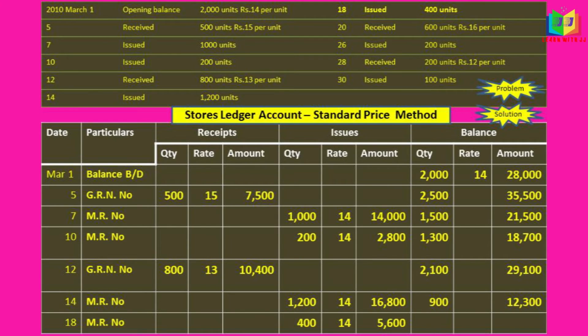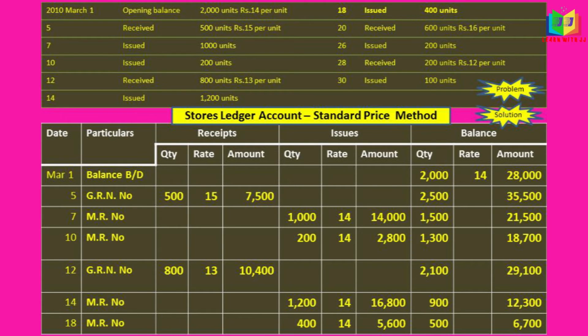And next we have an issue again of 400 units. So I'll write it in the issue column, and the rate of issue is 14 rupees and the amount is 5,600. And we have to subtract this from the balance column. So we'll get 500 units and 6,700 rupees.